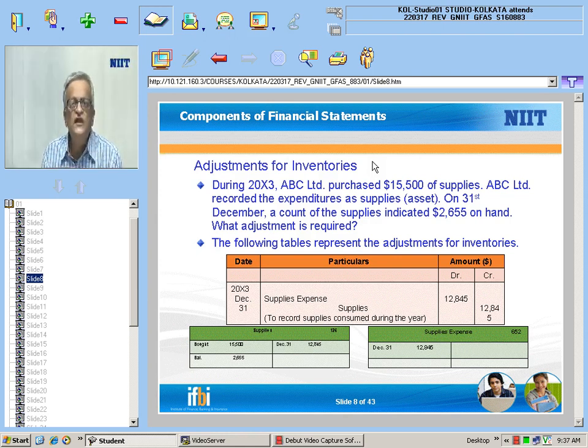So as you can see in the table. So what is done here is, any expenditure which has taken place during the accounting period, that has to be recorded. That is the main important thing. So these are called the adjustments.